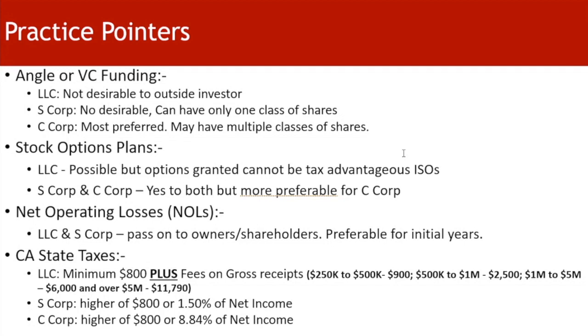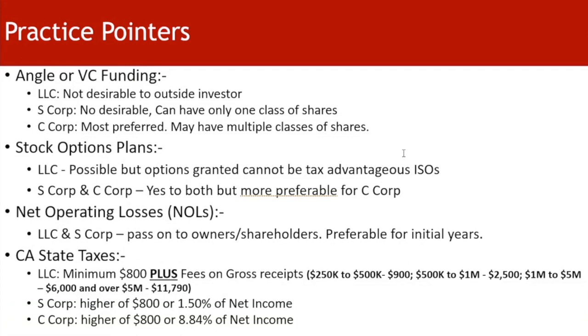Net operating loss is something you need to keep in mind. When you set up a company or entity for a client, ask whether they are expecting any losses in the initial years. If that is the case, then you need to consider an LLC or S corporation, because with initial year losses, owners or partners can use those losses to offset their other income.